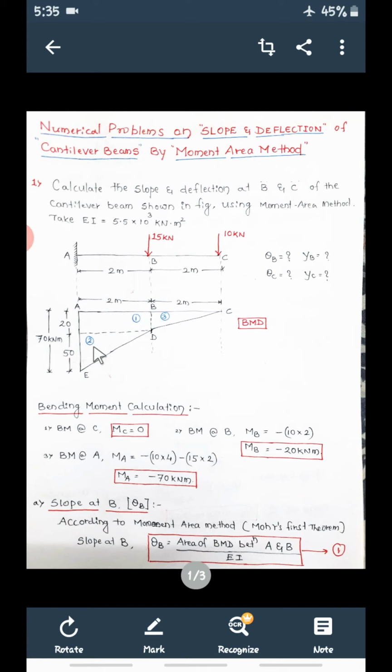Similarly, area 2. What is area 2? Half, base is 2 meter, height will be 50. This is area 2, into x2 bar. x2 bar means again from B we find the centroid of this triangle. The centroid of this triangle is at 2/3 of the base. Remember, from the 0 intensity end it is 2/3 of the base.